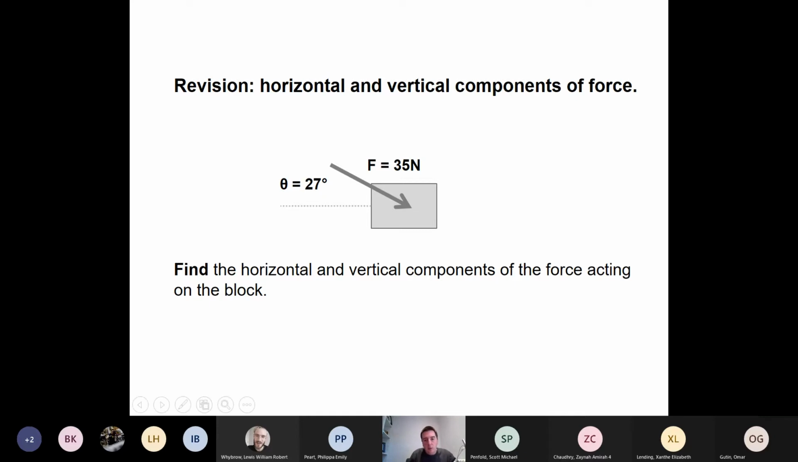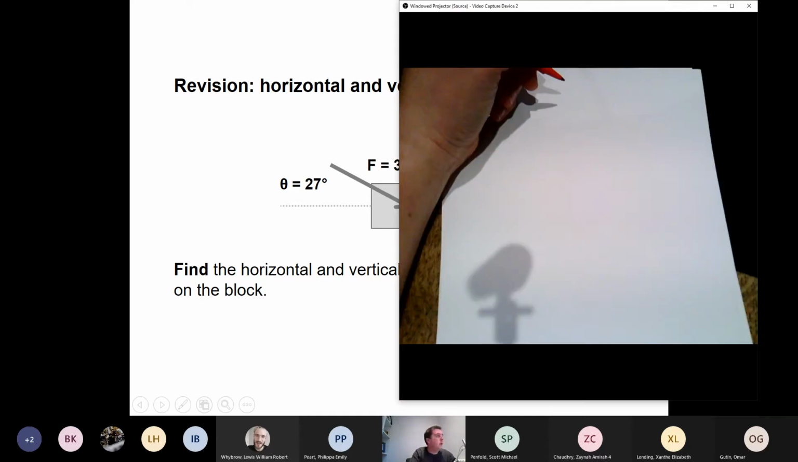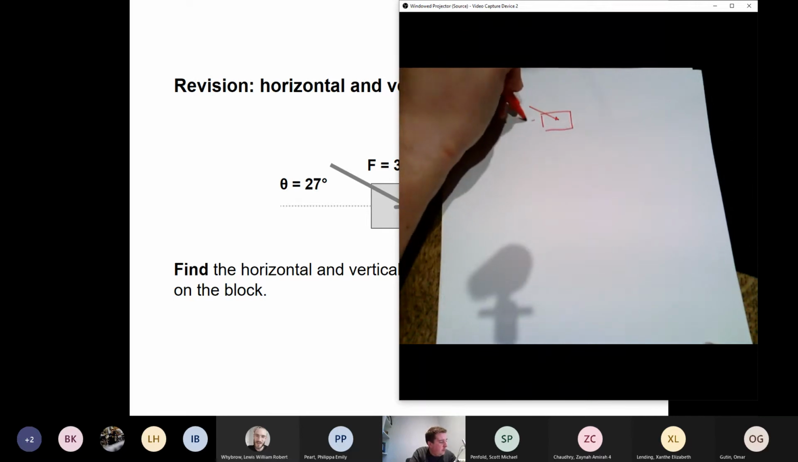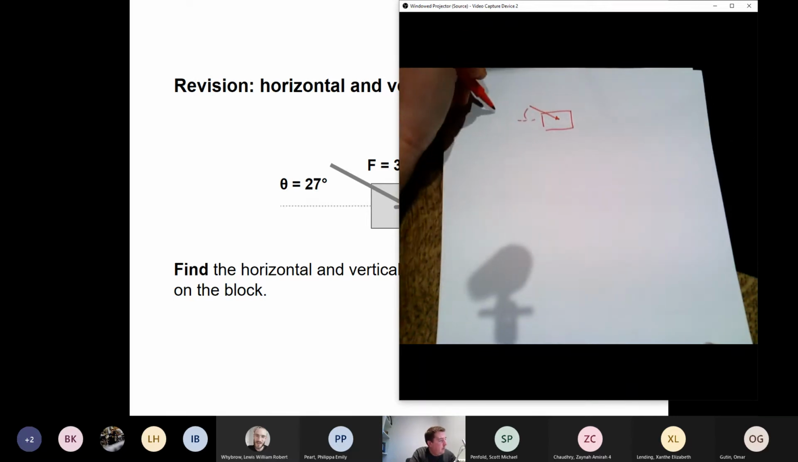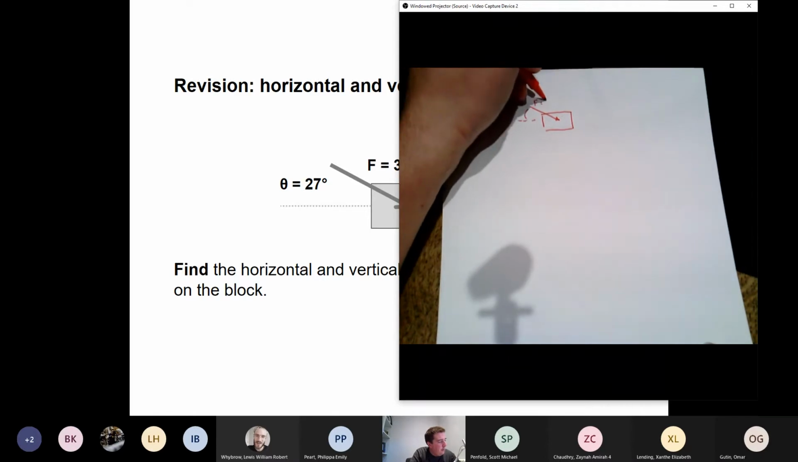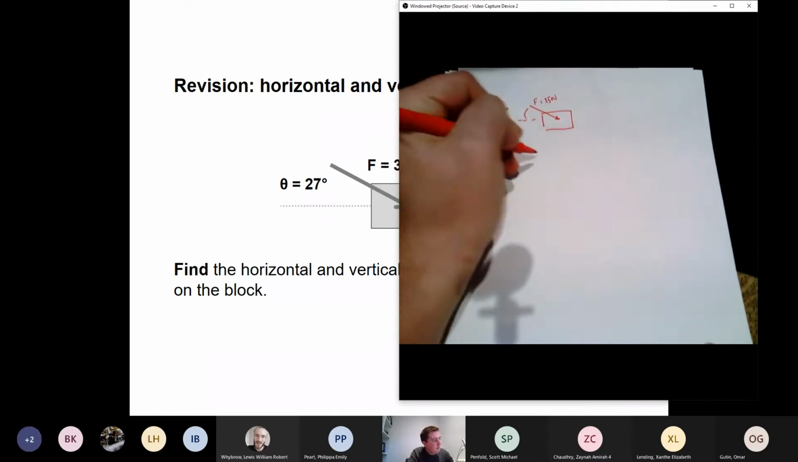Bring up the visualizer again. We've got a force which acts down and to the right. This angle here is 27 degrees, and the force is 35 newtons.